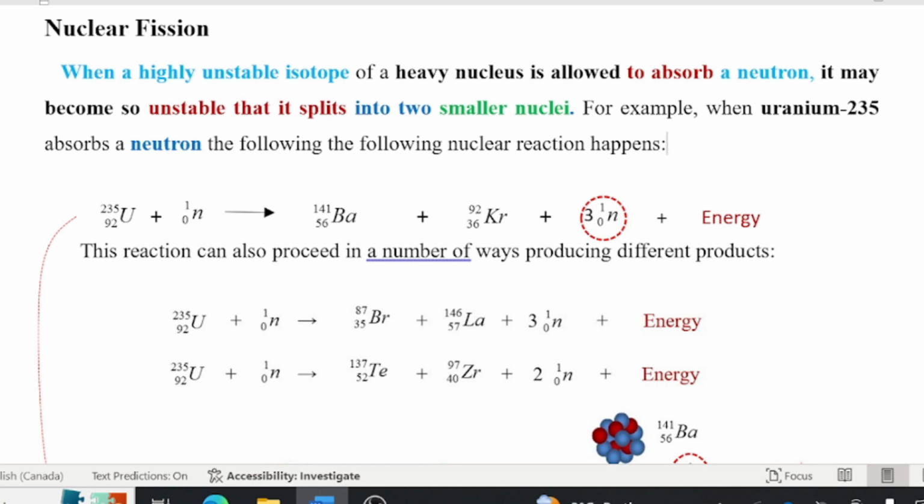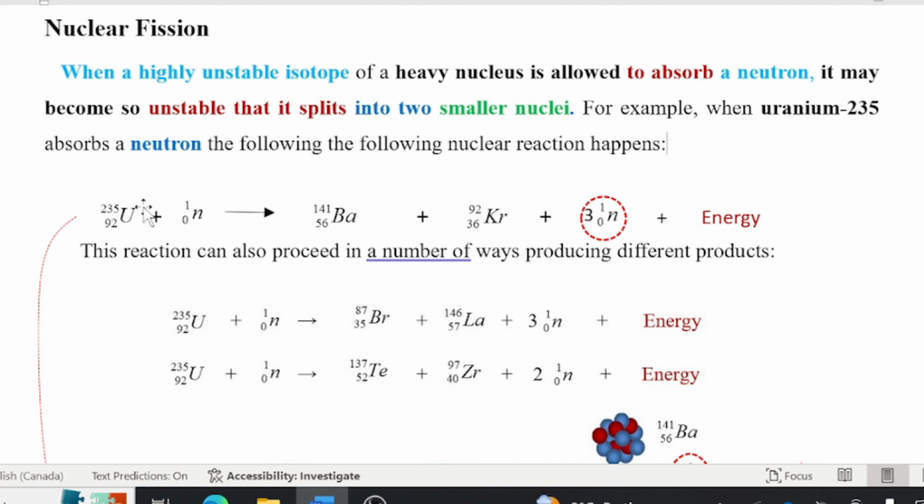So let's now proceed to talk a little bit about nuclear fission reaction. When an unstable isotope of a heavy nucleus is allowed to absorb a neutron, it may become so unstable that it splits into two smaller nuclei. For example, when uranium-235 absorbs a neutron, the following nuclear reaction happens.